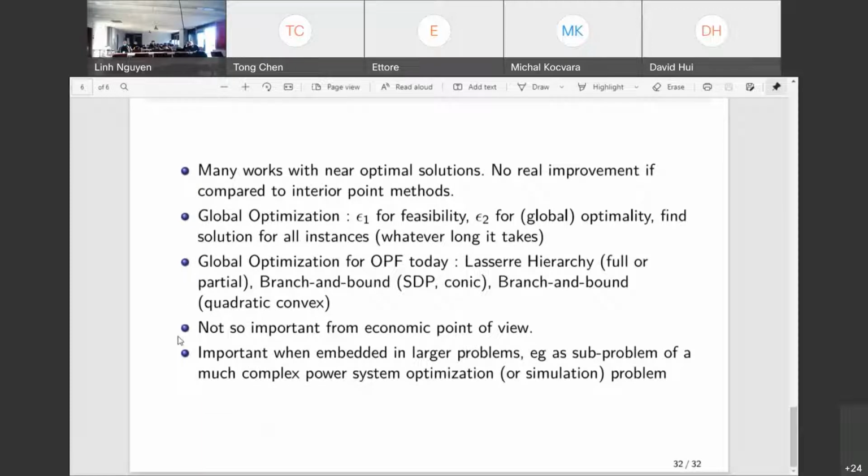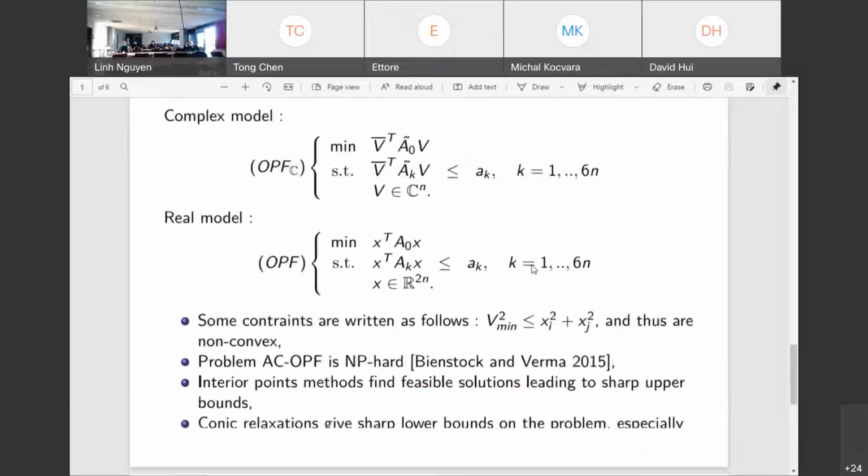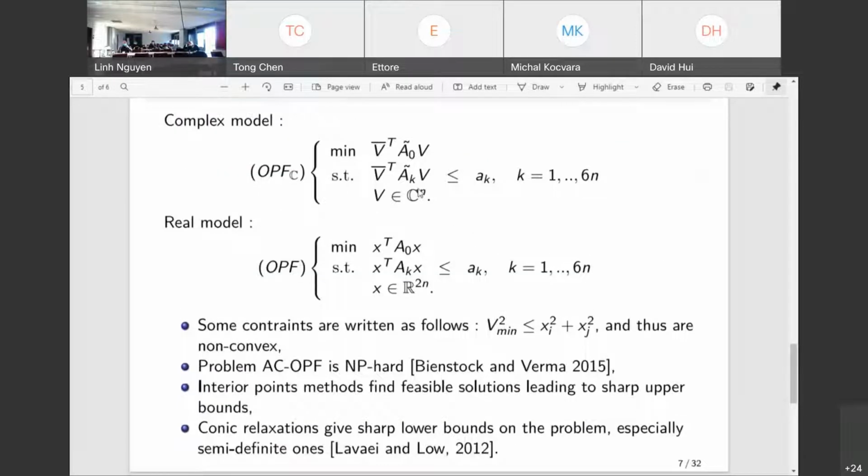So what is possible to do today for AC global optimization? There is the Lasserre hierarchy, full or partial. It's possible. If we look here, we have the number n, which is the number of buses, or electrical nodes, in a grid. On the French grid it is 6,000. So here the number of real variables is 12,000, and we are speaking about the SDP relaxation of this.